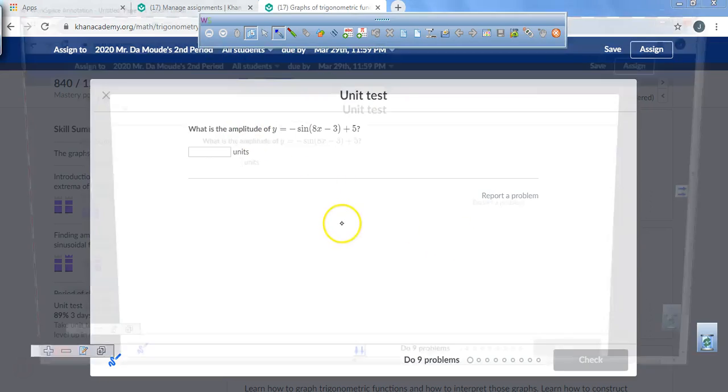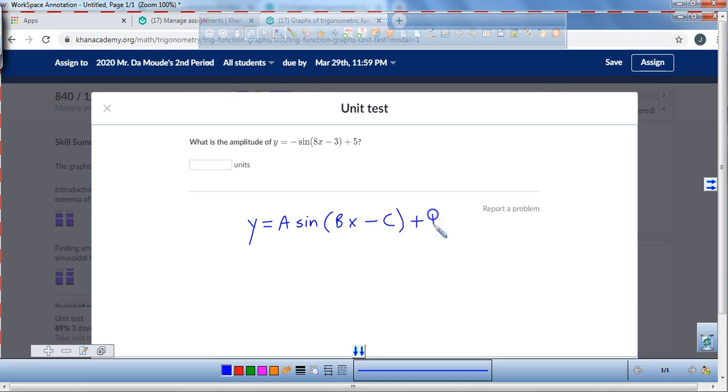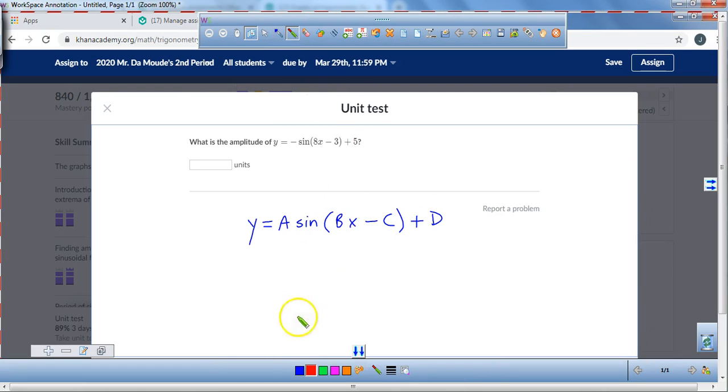It says, what is the amplitude of this? All right? So this is in this form, y equals a sine bx minus c plus d. All right, so right now we're going to highlight different things. We're just going to use this problem to find different things that they could ask you. Okay, right now this is what's the amplitude.